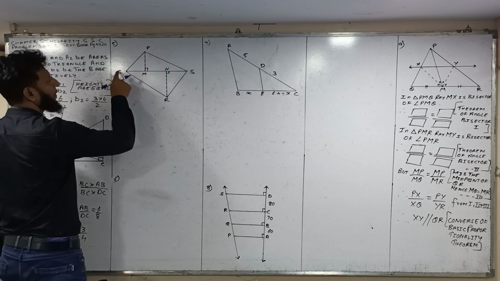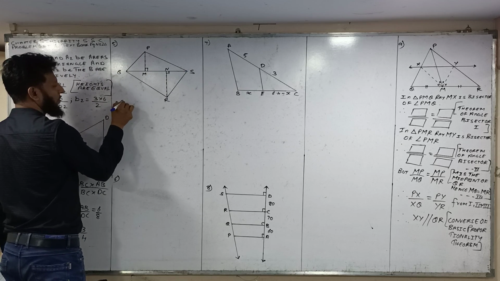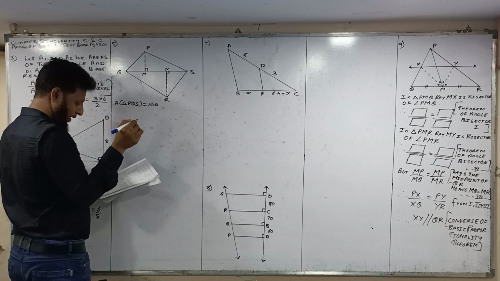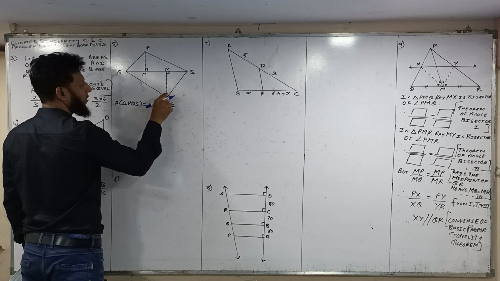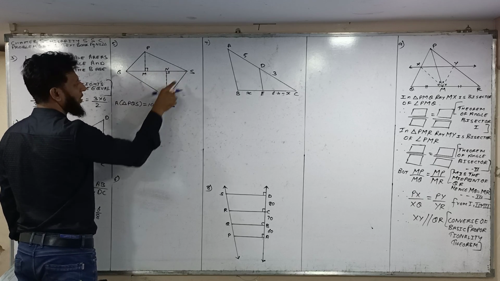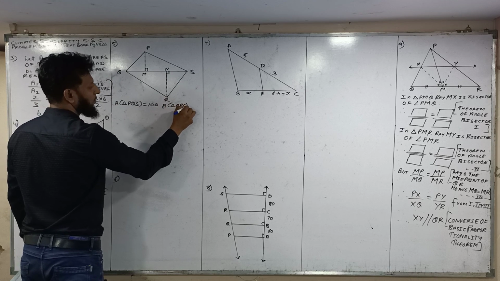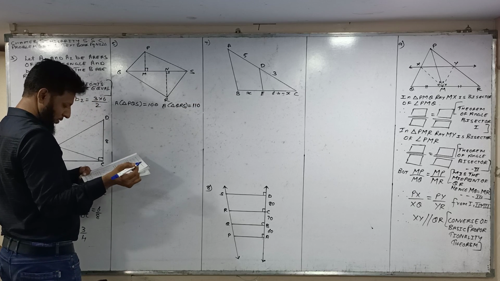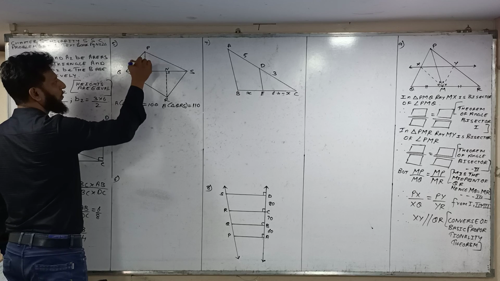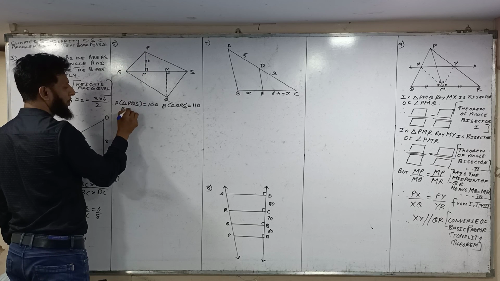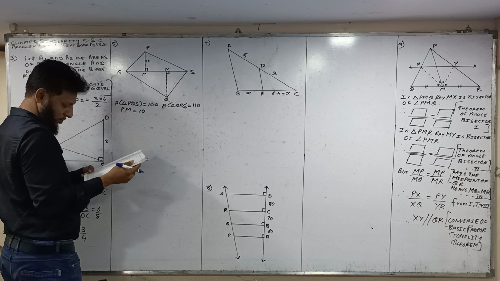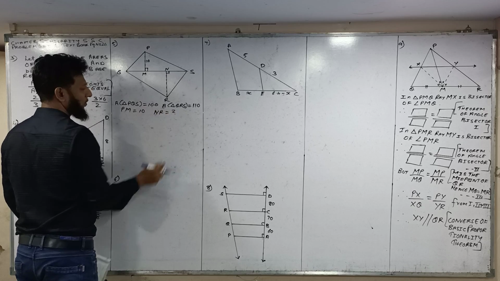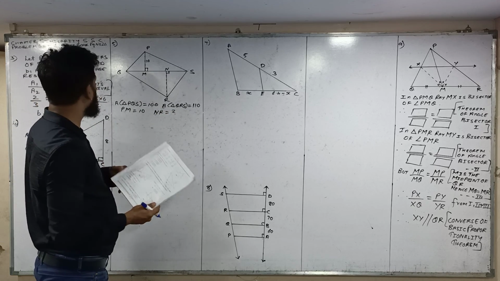Area of triangle PQS is 100. Area of triangle QRS is 110. So the value of PM is 10, height PM is 10. You have to find out NR. The question is on page number 27.